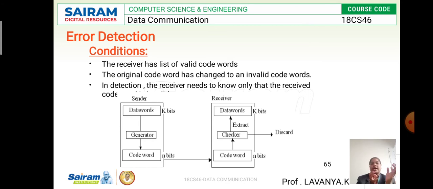At the receiver side, the sender sends the code word, and the set of data words for each data is of k size.